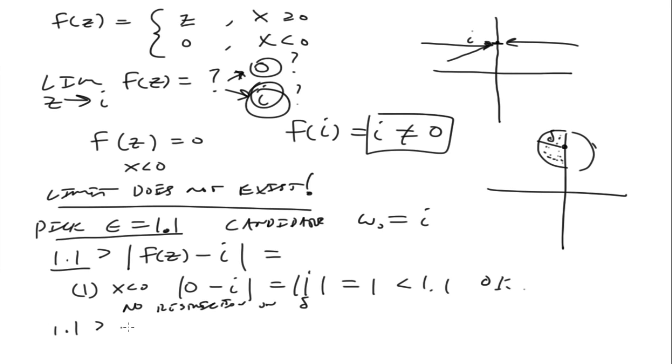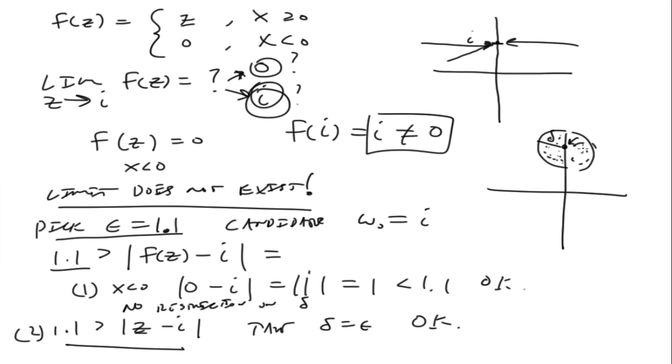1.1 less than the magnitude of z minus I, so this is the other half of the problem. And clearly, if I take delta equal to epsilon, again, we're okay. Because any value on this side, within this range, will always be okay if I take delta equal to epsilon. All right, so now let's see if we can break this.